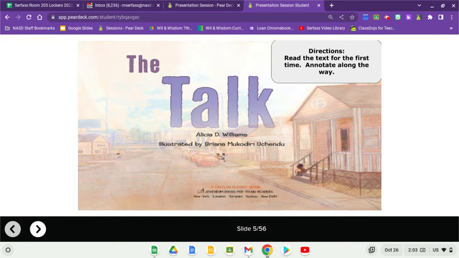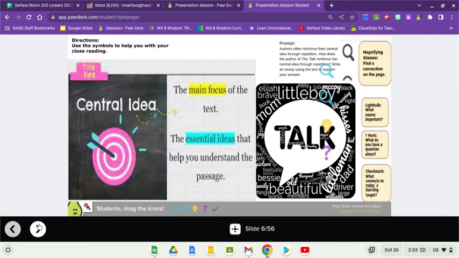The talk. And now we're going to talk about this idea, the central idea. What is that? Well, drag a blue over here. The central idea is the main focus of the text. Another way to talk about it is the essential idea or ideas that help you understand the passage. My guess is going to have something to do with this word talk. So I'm going to drag my important light bulb here and put it by the word talk. And then what do I have questions about? For instance, what's McCoy? I don't recognize that. Do I think about central idea? Yeah, probably talk again.